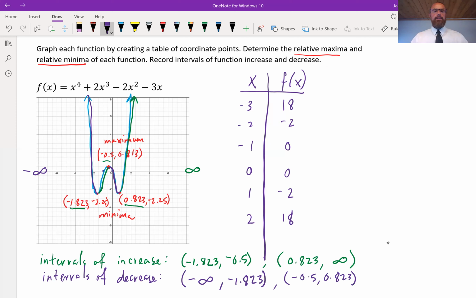And that completes the three parts of this function. We graphed it from a table. We located the relative maximum and the relative minima using desmos.com. And then using those 3 points, we highlighted and wrote the intervals of increase and the intervals of decrease using interval notation.